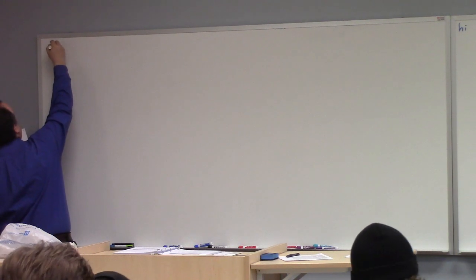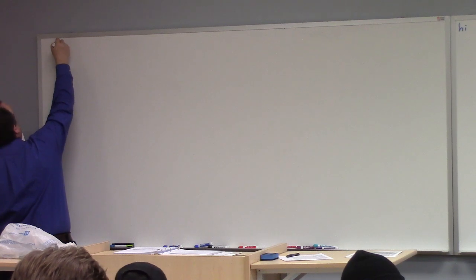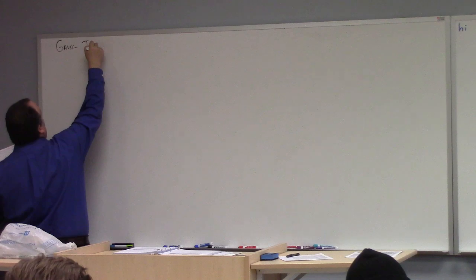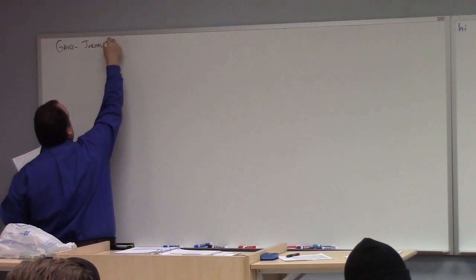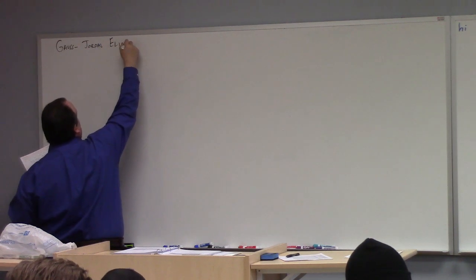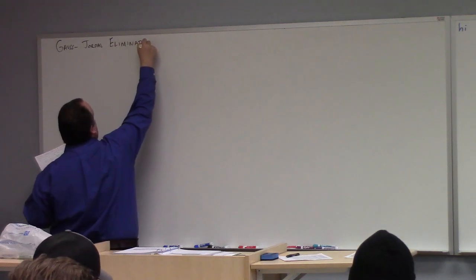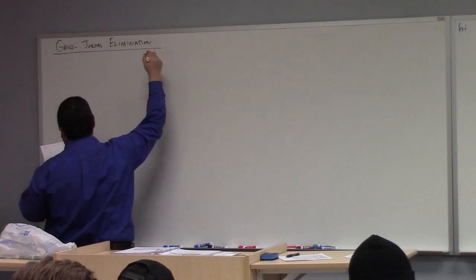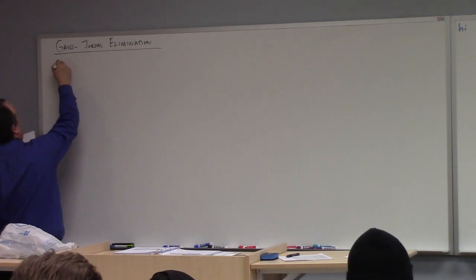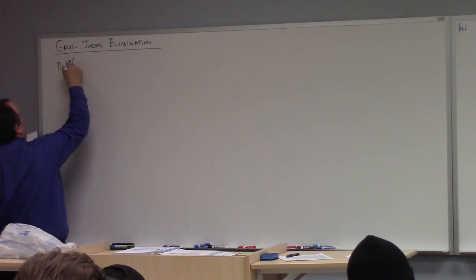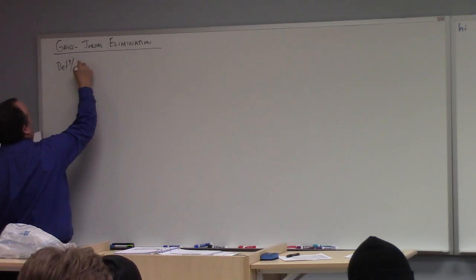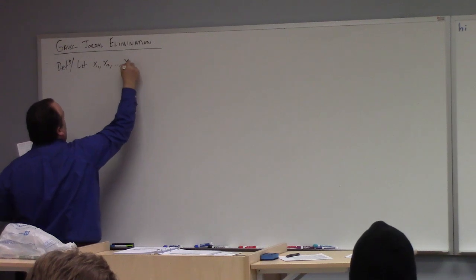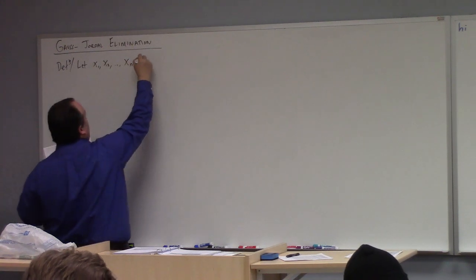All right, so let me reiterate the general setup here, guys. We're going to talk about the Gauss-Jordan elimination method. Before I even do that, I'm just going to state the definition for a system again. So let x1, x2, all the way out to xn be variables.